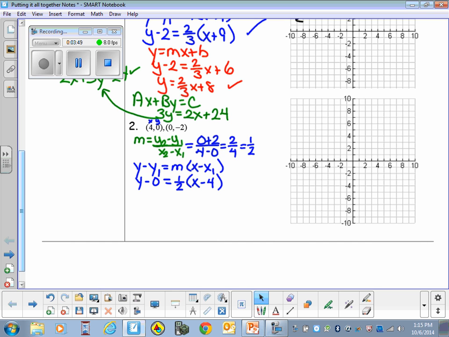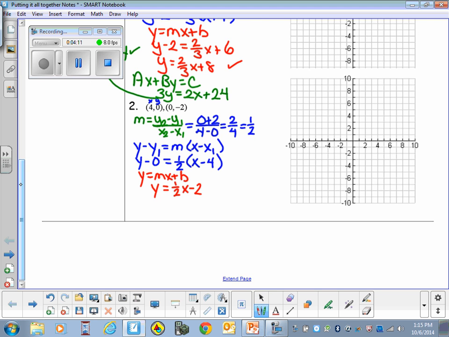For slope-intercept form, y equals mx plus b, I need to distribute this 1/2. I'm going to go ahead and take care of y minus 0. It just equals y. 1/2 x minus 2. Point slope form's done. Slope-intercept form's done. All I need now is to graph it and do standard form. To graph it, plot your y-intercept. Up 1 to the right 2. Use your straight edge to draw the lines. Make sure you have your arrowheads.